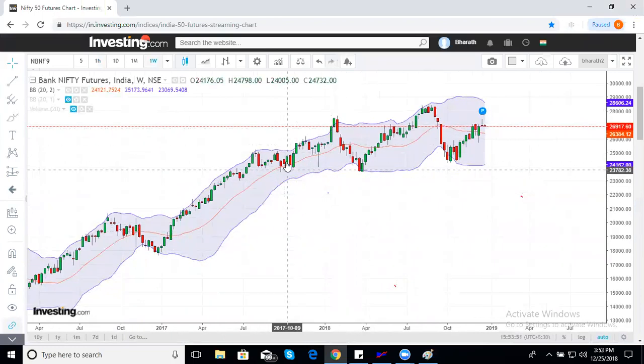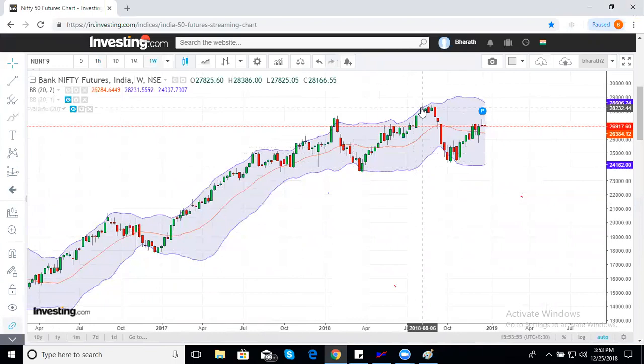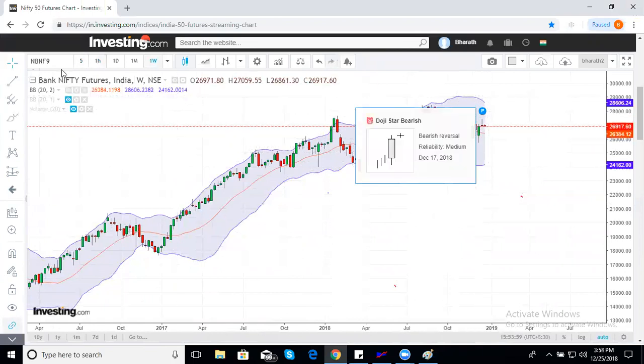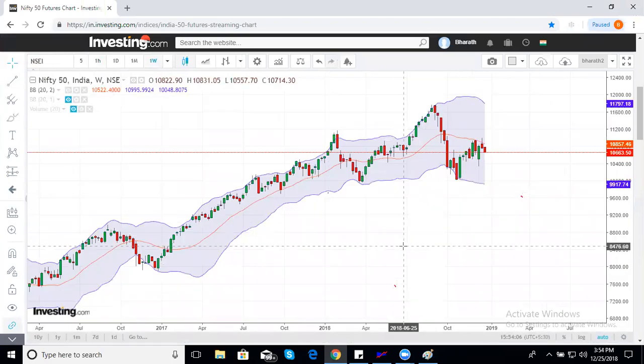Look at this middle band support, closing outside the band, comes inside, closing outside the band, comes inside. Now this is not Bank Nifty, I was looking at Nifty. Very peculiar this is. See this?